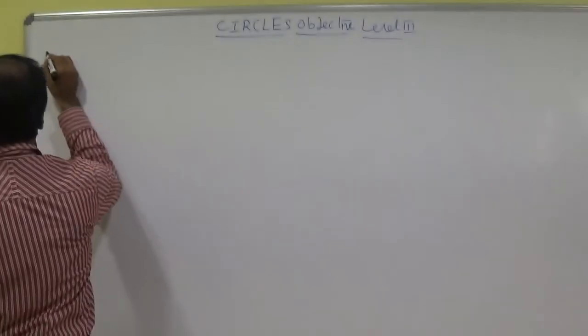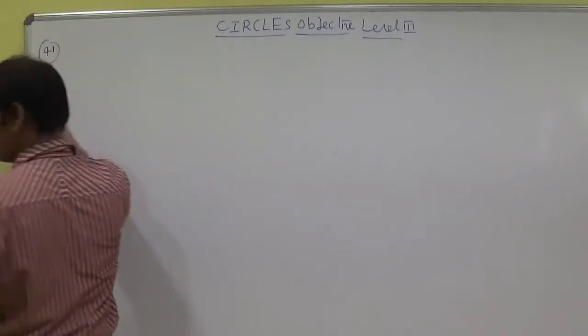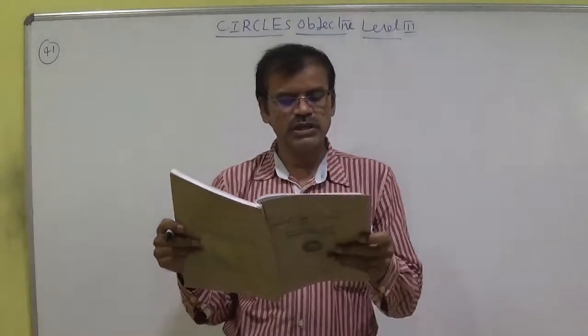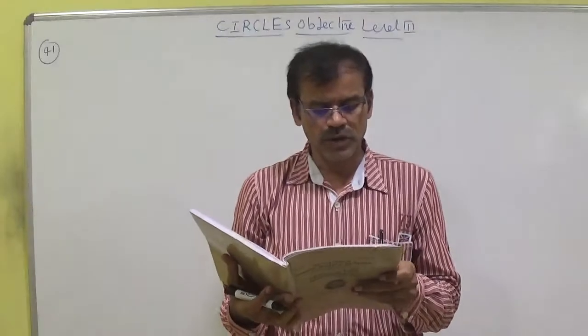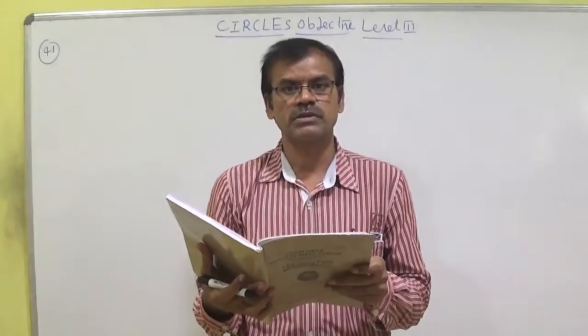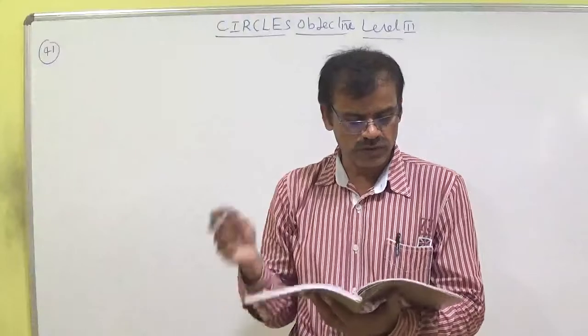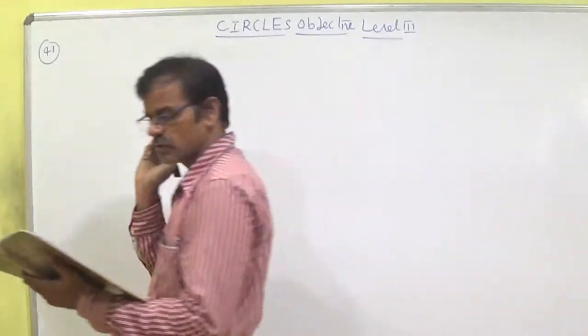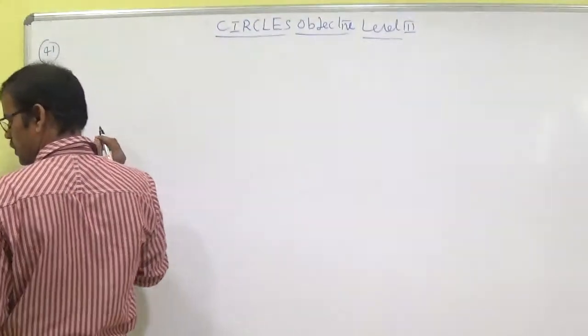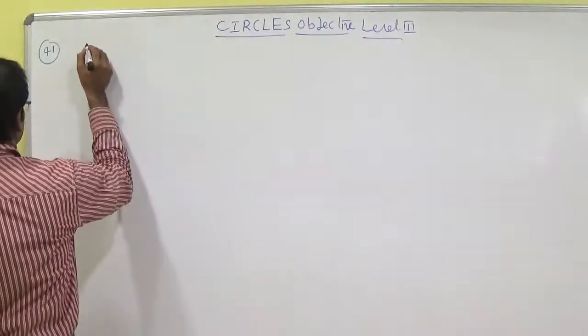First question. If P is a variable point and PQ, PR are the tangents drawn to the circle x square plus y square equal to 9, let QR be always touching the circle x square plus y square equal to 4, then find the locus of P.